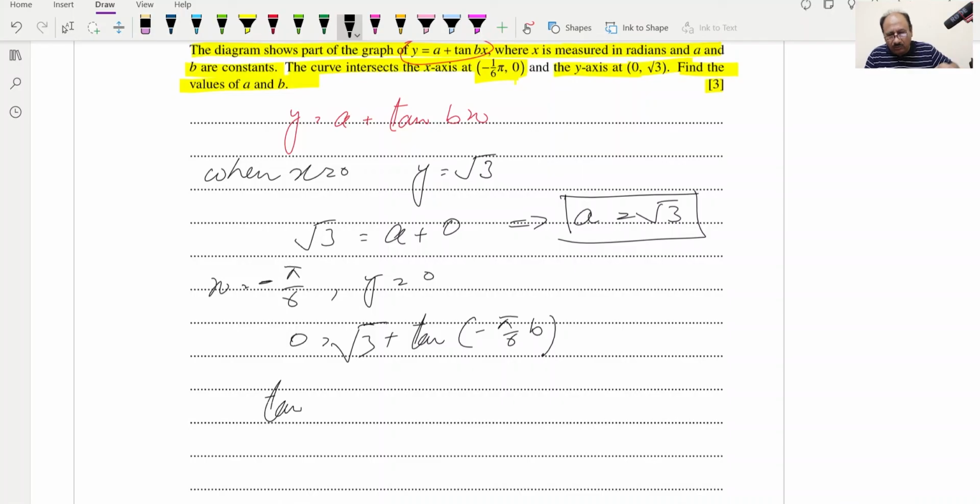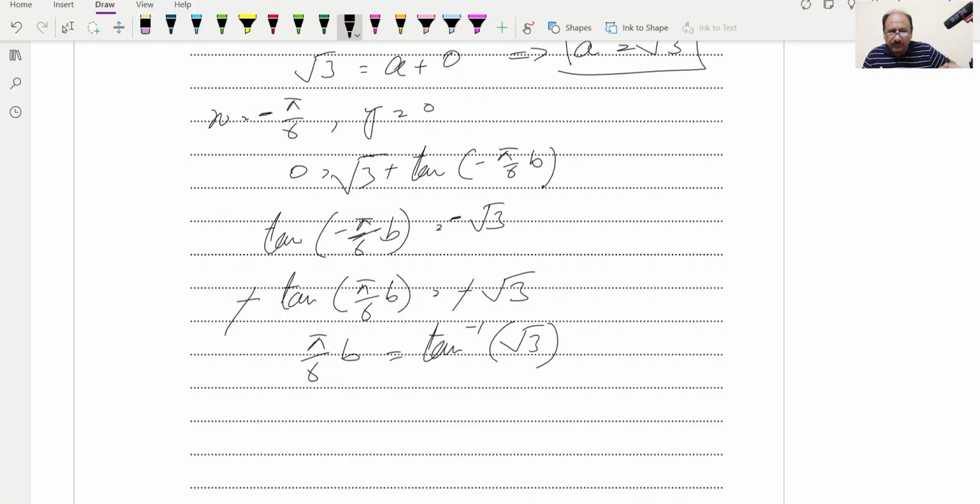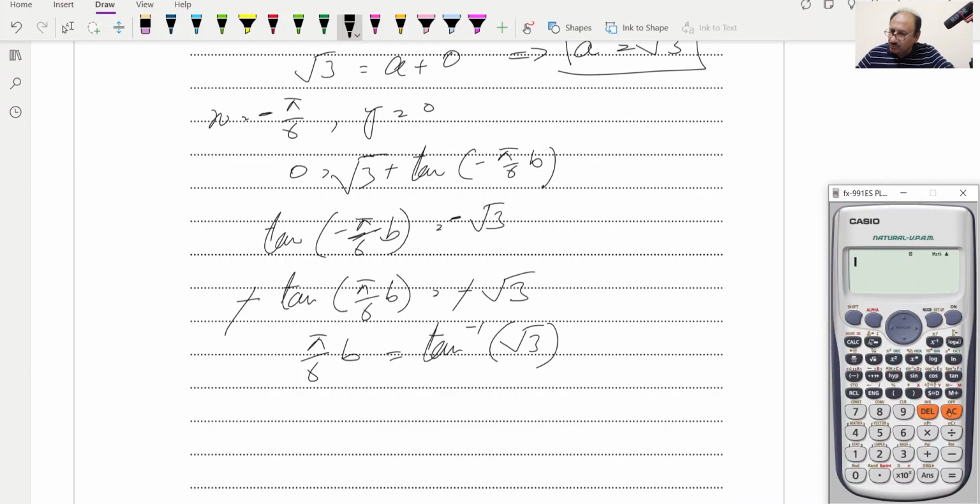So tan of minus pi by 6 times b is equal to root 3, and tan of minus theta is equal to minus tan theta, so we can write minus tan of pi by 6 times b is equal to minus root 3. Now we can cancel these two minuses, and we get pi by 6 times b is equal to tan inverse of root 3. Now tan inverse of root 3 will be equal to what?